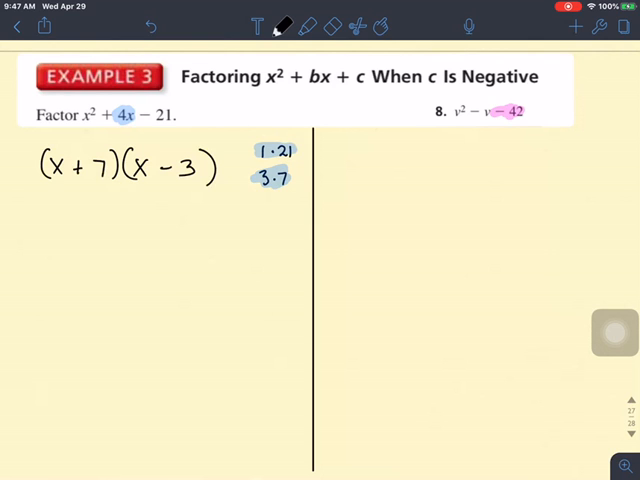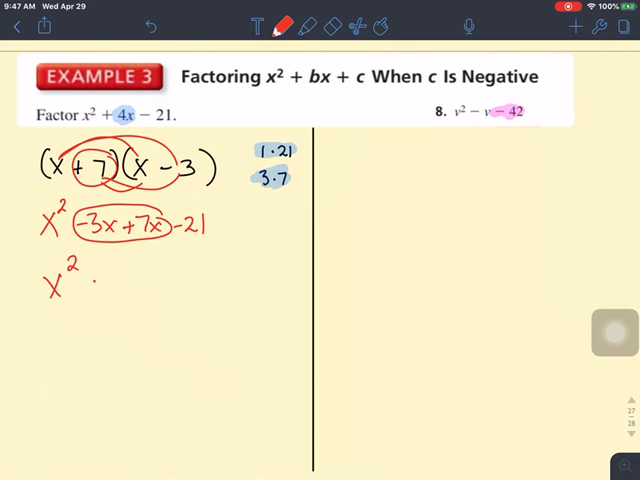And so as we multiply, we have x times x, which is x squared, right? We have x times negative 3, which is negative 3x. And then we have this 7 times the x, plus 7x. And then 7 times negative 3 is negative 21. And so when you put it together, you have x squared. And this combination here gives us the positive 4x. And then minus 21. So that is how you do it when that b is positive.